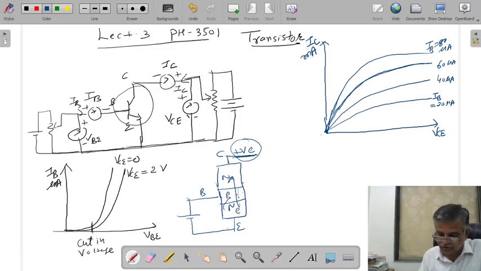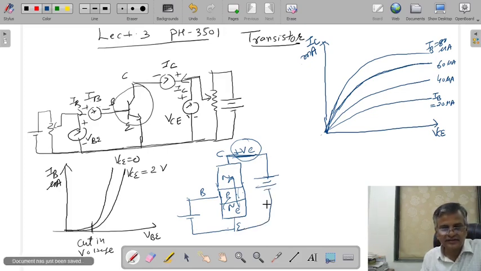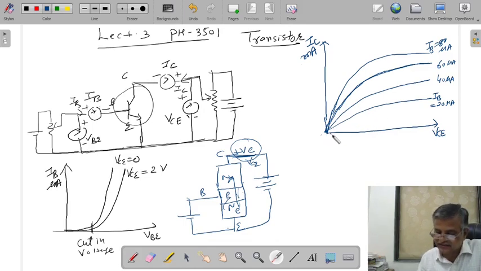Under the influence of this voltage, or electric field, it will come here. As a result, as you increase VC, as this voltage VC increases, the collector current increases. You can see the collector current increases up to a certain value. As VC increases, your IC increases.